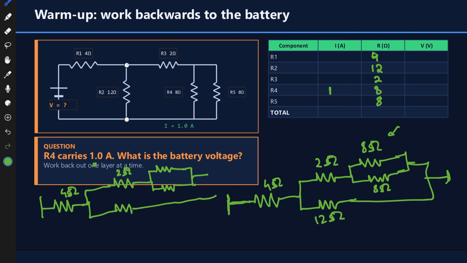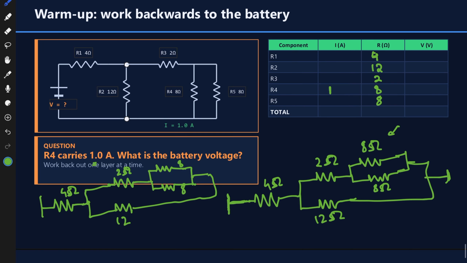Correct? So you go like that. But each of these 8 ohms, right? They're a parallel branch. And how do you calculate the equivalent resistance of a parallel branch? 1 over R total is 1 over R1 plus 1 over R2, right?